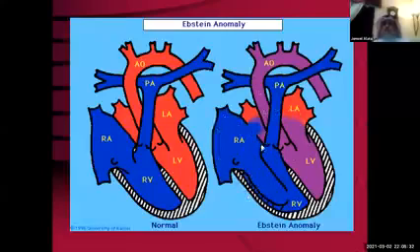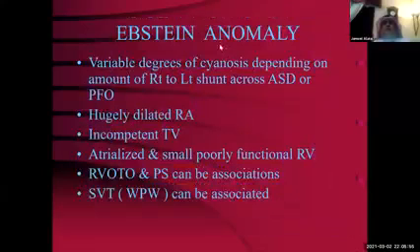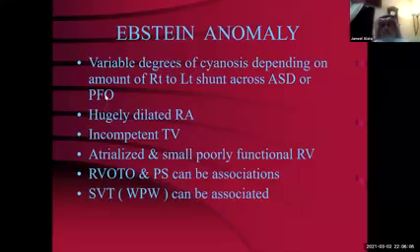Ebstein does not involve only the right atrium, right ventricle, but because of how much atrialization, they may develop RVOT obstruction and even up to pulmonary atresia, and that will add to their cyanotic heart disease pathophysiology and features. So let's go quickly on Ebstein anomaly. Variable degrees of cyanosis depending on the amount of right to left shunt across the ASD or the PFO. If they don't have an ASD or no PFO, they will not be cyanotic.